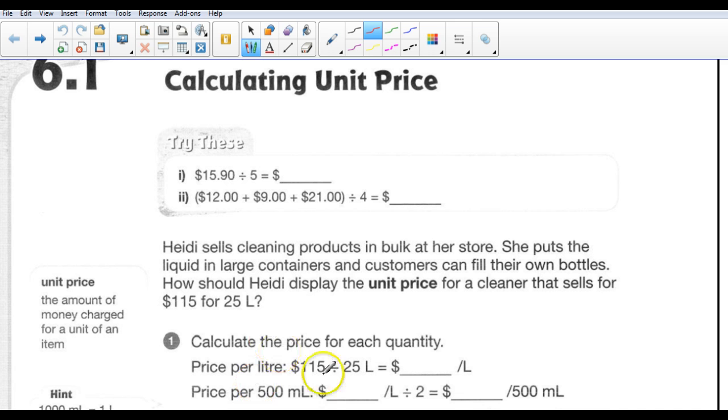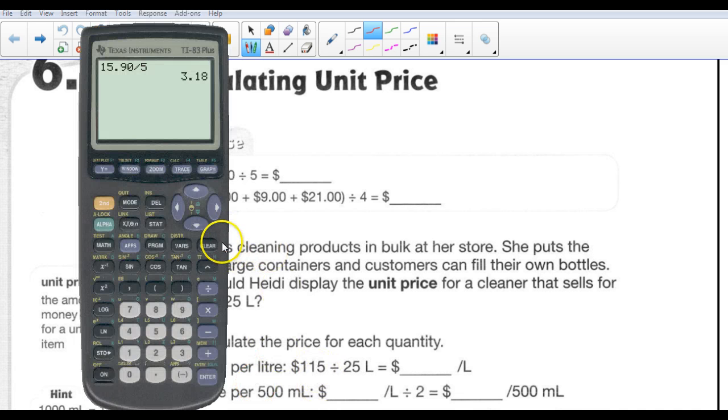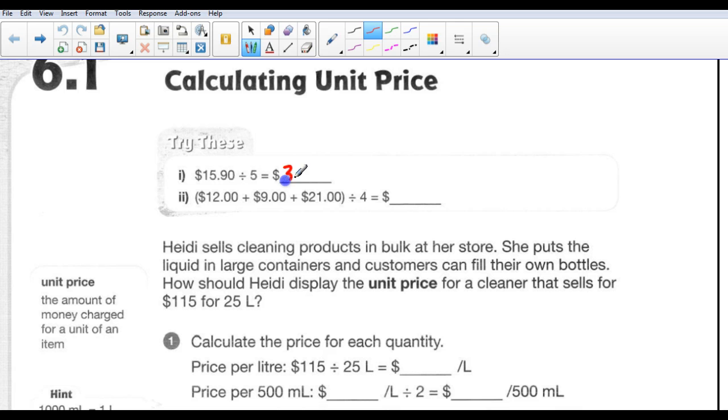So we had, what did we have as an answer there? $3.18. Okay, so $3.18. Okay, now number 2.